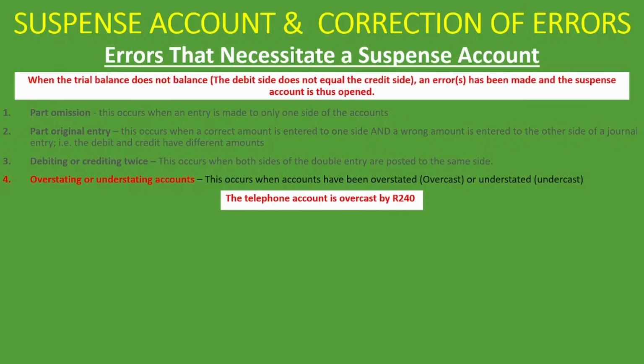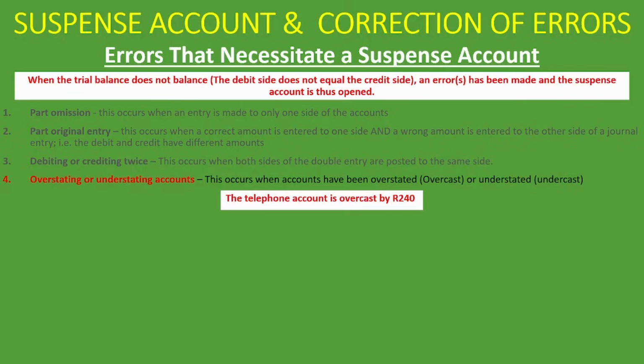Very important, by the way, to explain here that this is an error where you have overstated or understated only one account, not your debit and your credit. Remember, if you've overstated both your debit and your credit for the same transaction, that means you don't have to open a suspense account. I hope you remember that from the errors that do not require a suspense account. But in this case, you're given just one account that is either overstated or understated, and you know here that you have to open a suspense account.